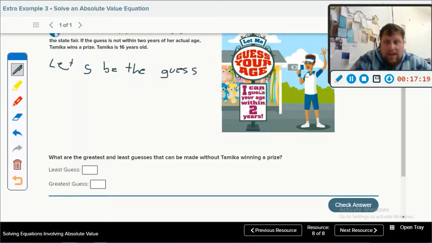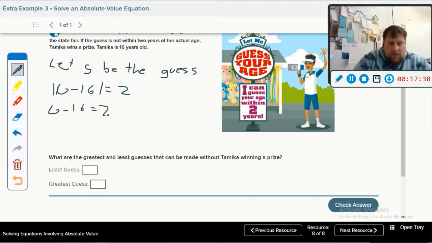And since it has to be within 2 years, we're going to say, all right, absolute value of G minus 16. So the guess minus 16 needs to equal 2. It needs to be within 2 years of it. And when I solve that, I'm going to get G minus 16 can equal positive 2 or G minus 16 equals negative 2, because they can guess 2 years under. So that's really a 4-year gap, right? So their odds have greatly increased.